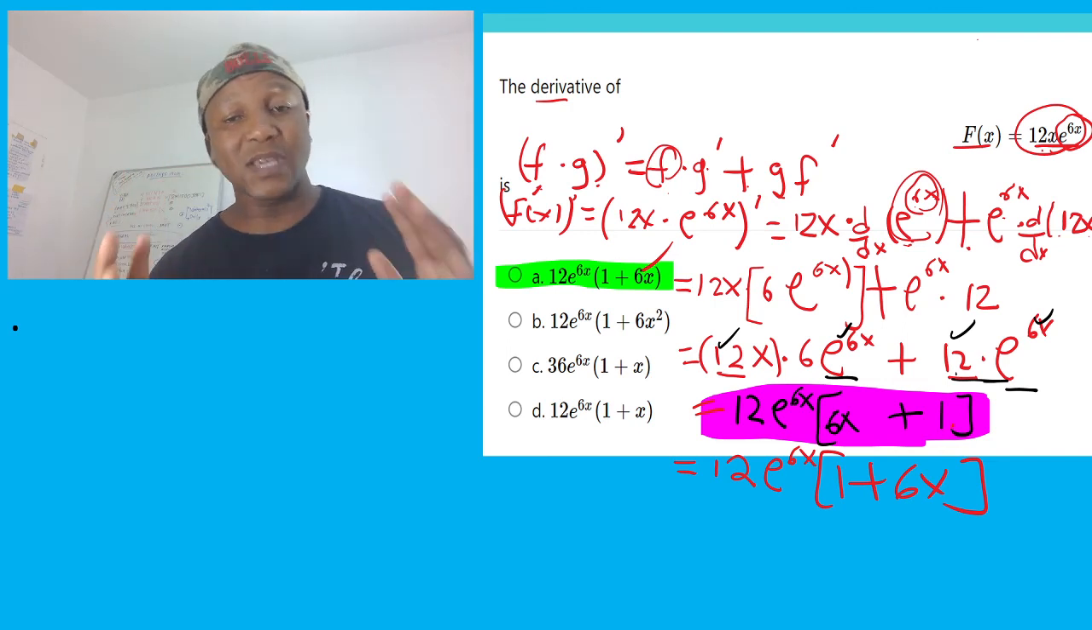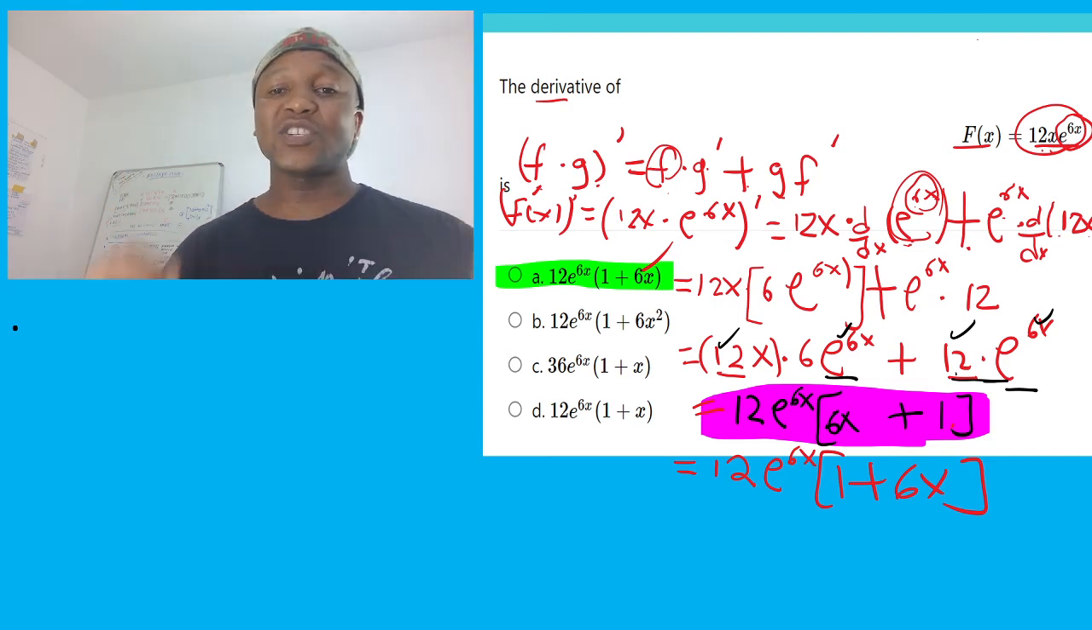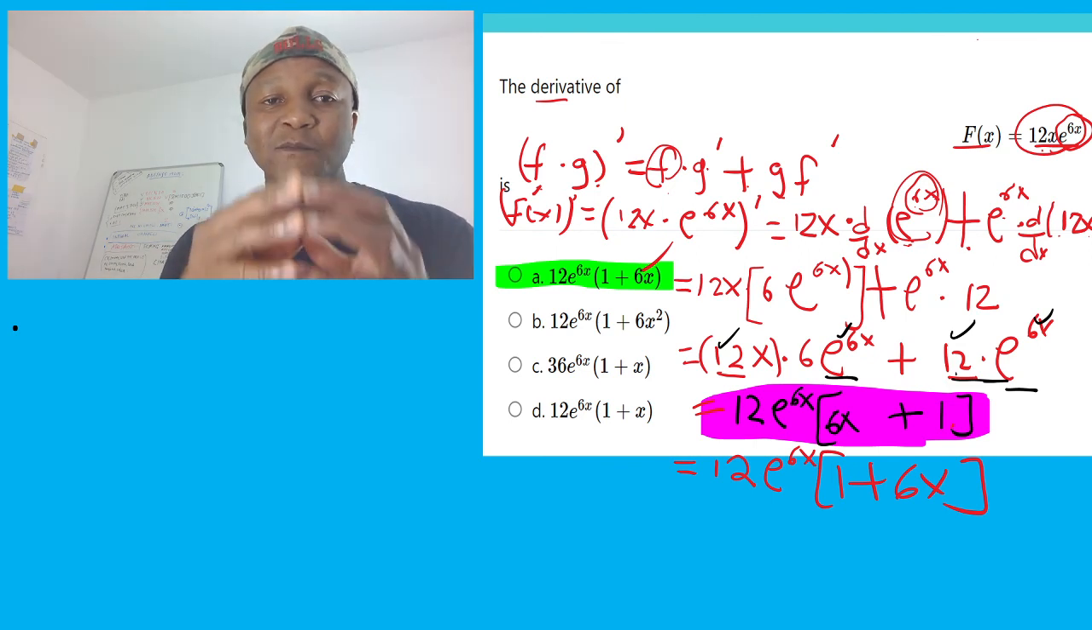This is for the beginner, people who learn how to differentiate and how to deal with the product rule.